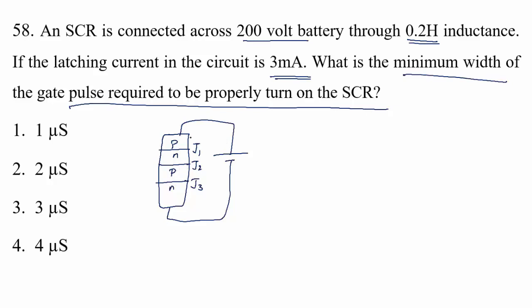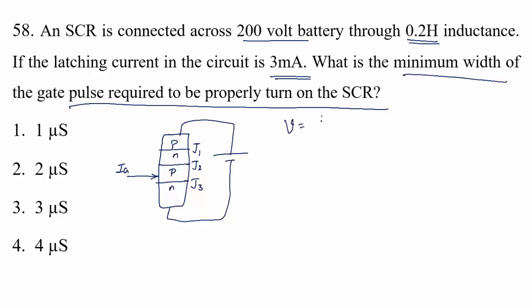So in order to make it forward biased, you have to apply a very huge voltage, in the order of hundreds of volt. So in order to reduce this, you are going to inject a gate current, a gate pulse current. So what is the width they are asking? If you are maintaining some tens of volt and providing the gate current, the SCR will be in forward bias state. The voltage they have given is 200.